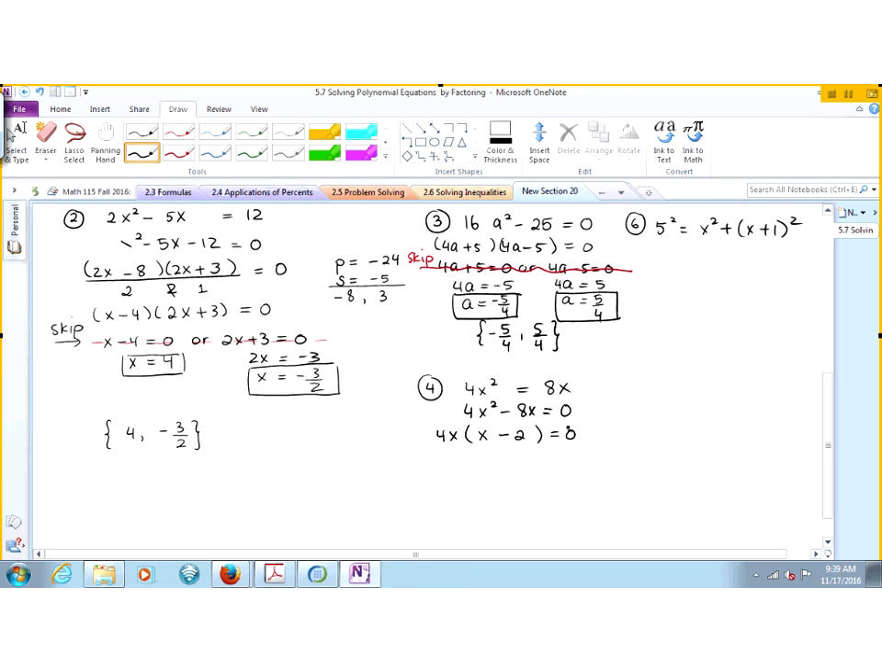x minus 2? Okay, good. Now, what am I supposed to write? 4x is equal to 0, or x minus 2 is equal to 0. This is the step that I usually skip, right? So what is x? x equals 0, or x is equal to 2. Say it again?